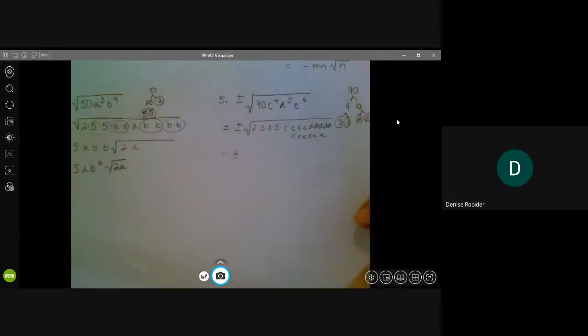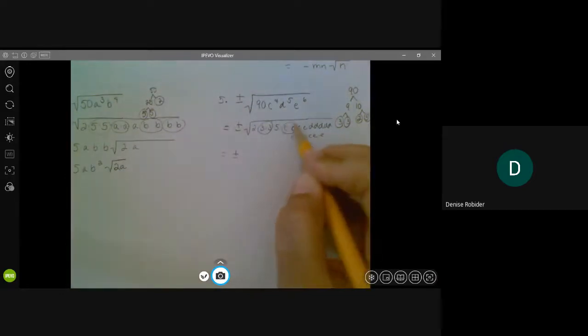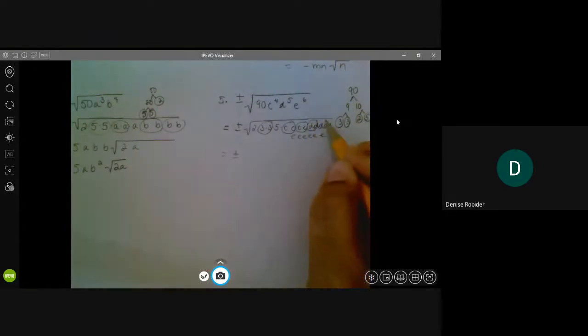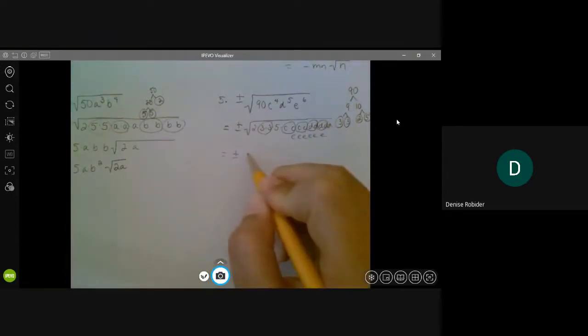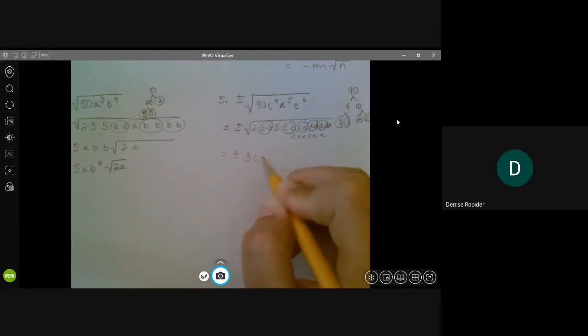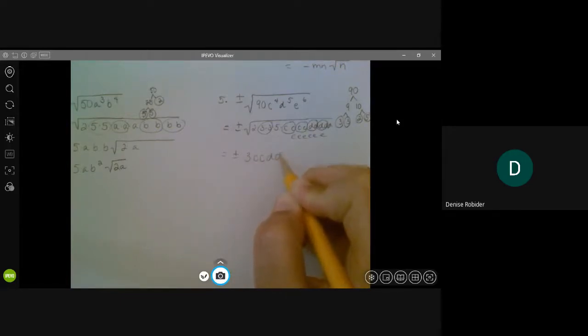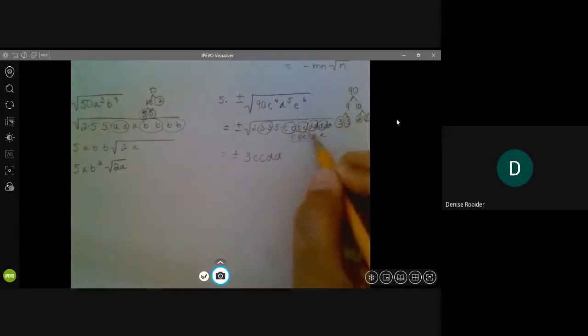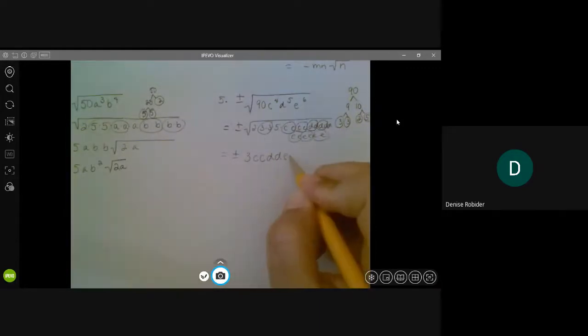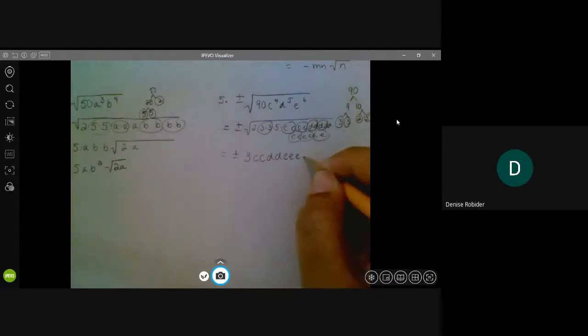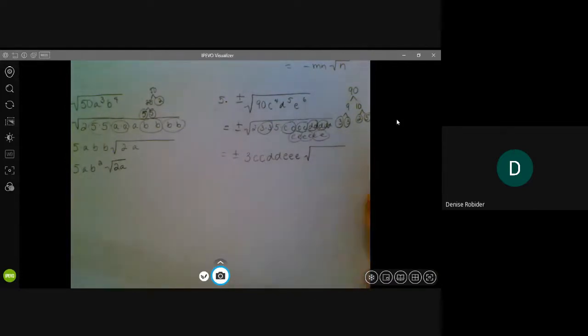Okay, let's pick our pairs. Let's pick our squares. Got a 3. I've got a C, C, D, D. Let's see. What did I say? I said a 3, a C, a C, a D, a D, E, E, E, E, E, E. And then inside the radical are my leftovers.